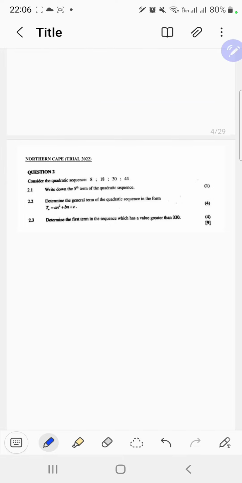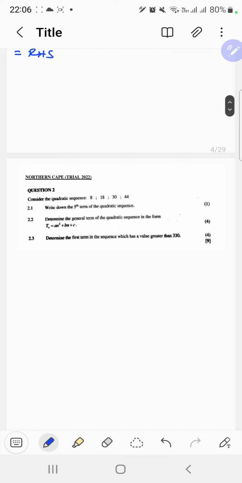Okay, this is how question 1 goes down. So let's rush through question 2. So question 2, we are told here, consider the quadratic sequence. So you will always be told what you are handling. So there we are. We were given a nice sequence here. It says write down the 5th term of the quadratic sequence. So let's answer this quickly.